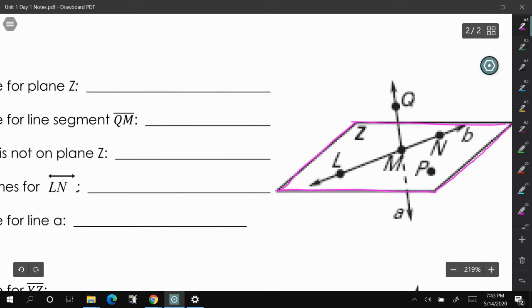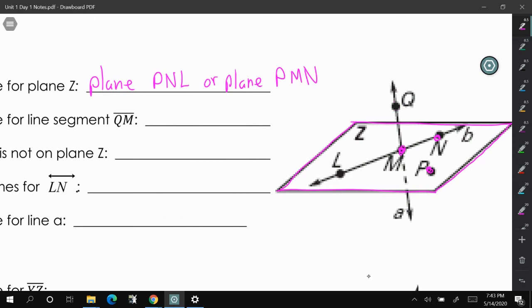And another name of it would be plane, and I can pick any 3 points that are not on the same line. So I could say plane P and L, or plane PMN. Any 3 points that are not on the same line. Notice I didn't use point Q because Q is outside of my box here.